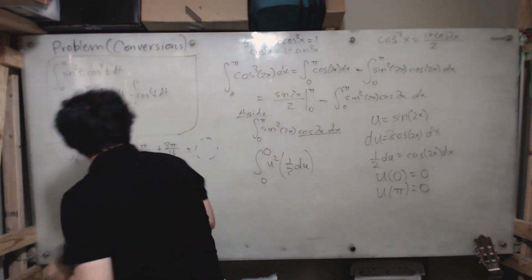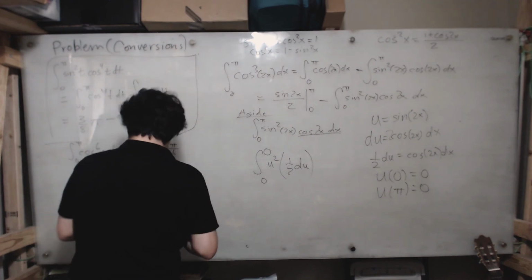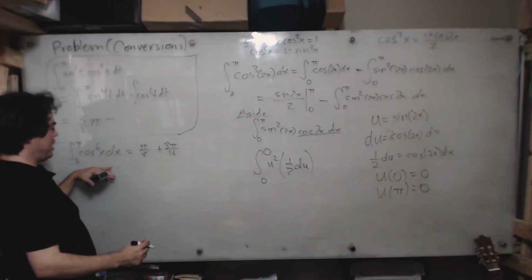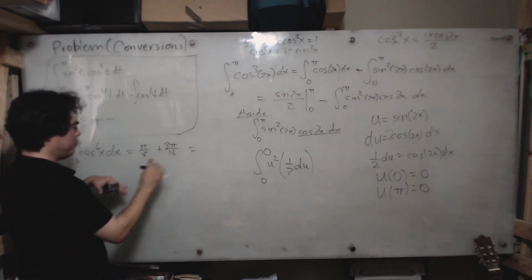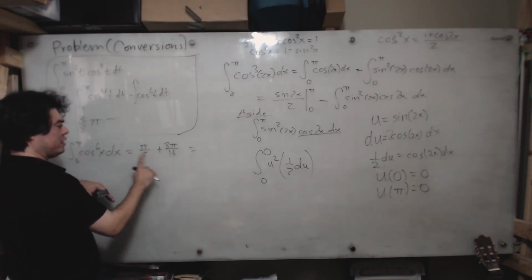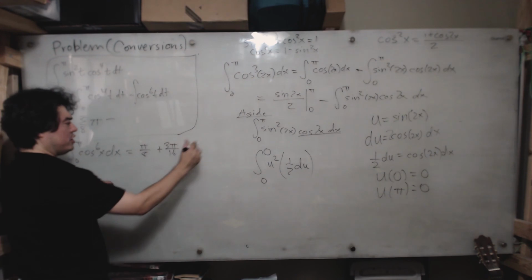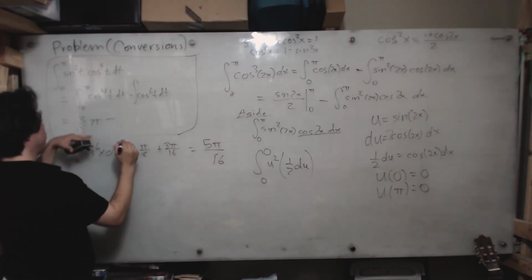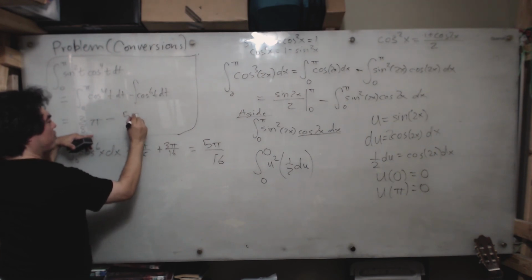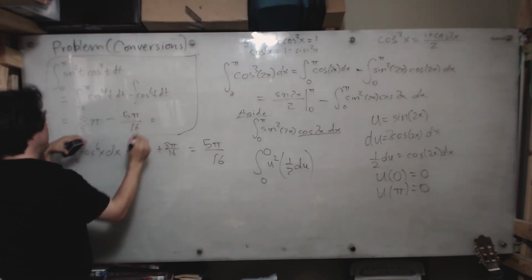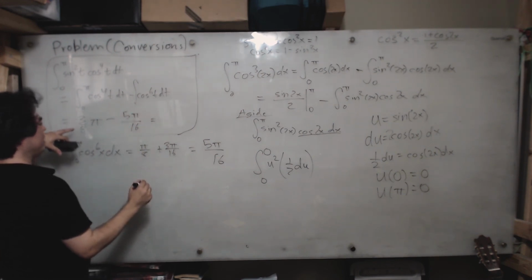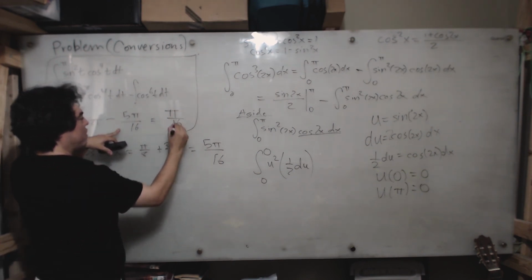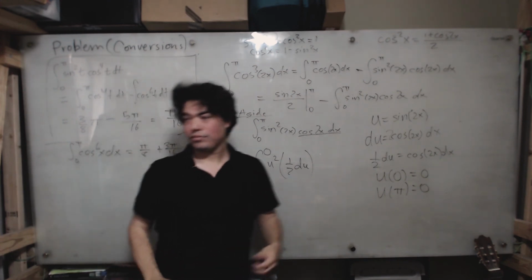And so we can finally conclude that the integral from 0 to pi of cosine to the 6x dx is going to be, let me see, pi over 8 plus 3 pi over 16 is 2 pi over 16 plus 3 is 5 pi over 16. So it's 3 over 8 pi minus 5 pi over 16, which is 6 pi over 16 minus 5 pi over 16, just pi over 16. And that finally is our answer. Ta-da!